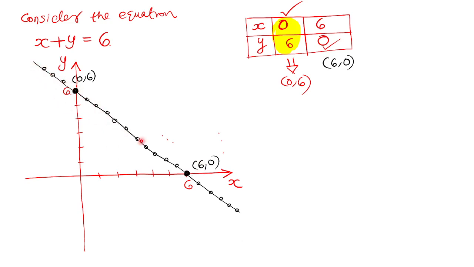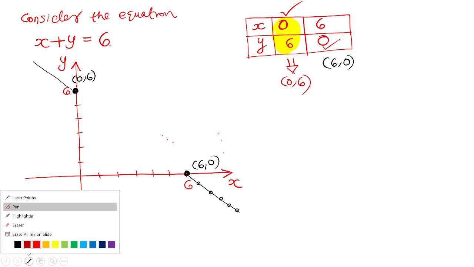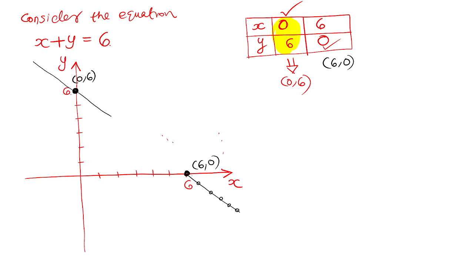Every point on this line will be a solution of x plus y equal to 6. If you take any point, that point will have an x value as well as a y value. So in this way, graphically you can find all the solutions. We will not show each dot on this line. Just keep in mind that every point on this line is a solution of x plus y equal to 6. I'll give you one example.